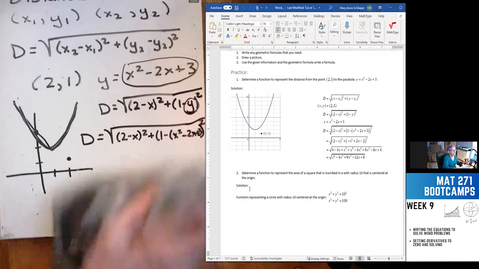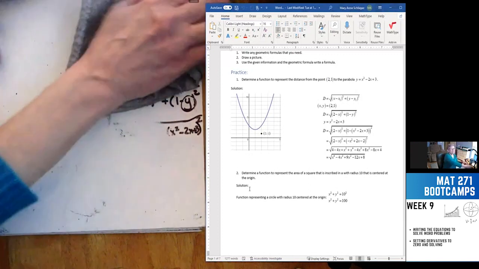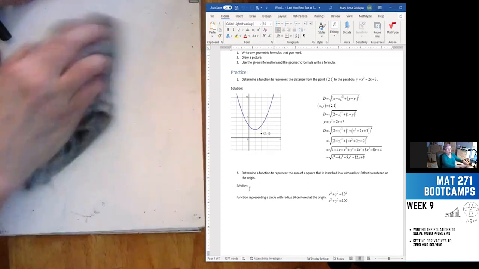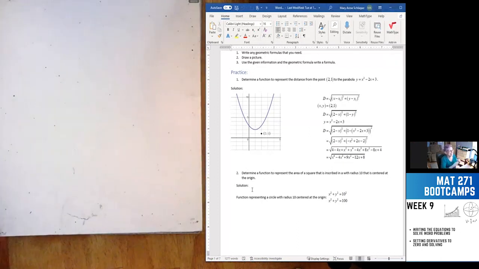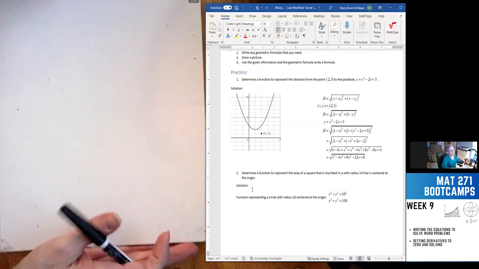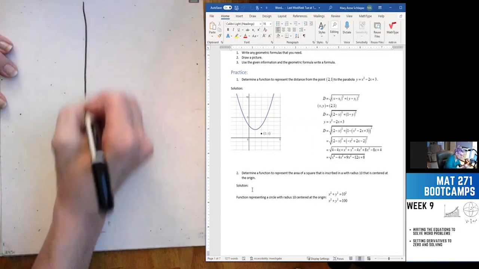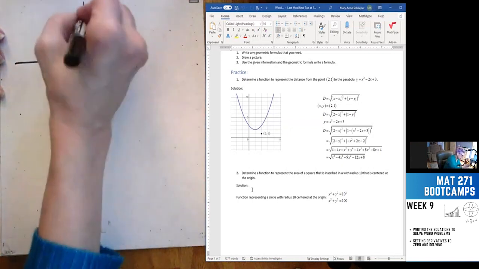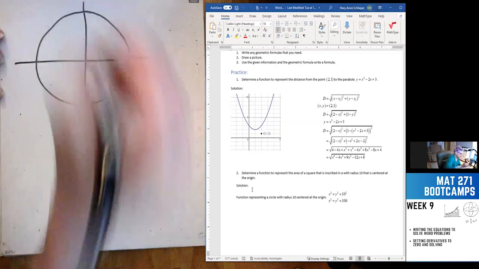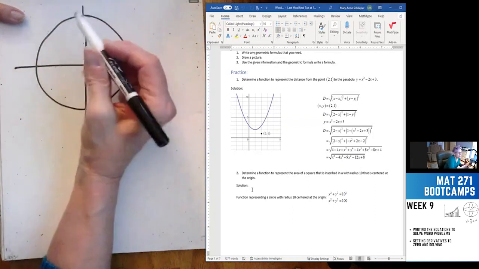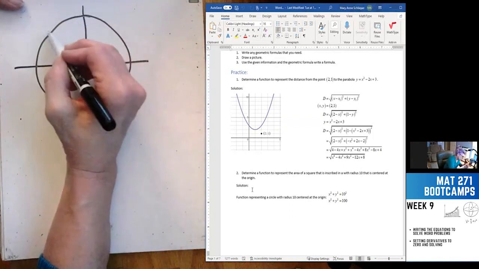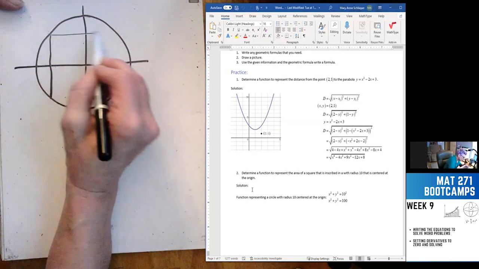Determine a function to represent the area of a square that is inscribed in, I left out the word circle, with radius 10 that is centered at the origin. So first I'm going to sketch a little graph of that, because again, on test day, you won't have Desmos. So there is my perfectly round circle with radius 10. And I want to represent the area of a square that is inscribed in there.